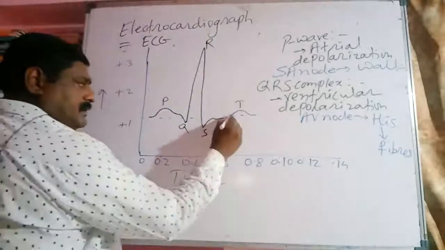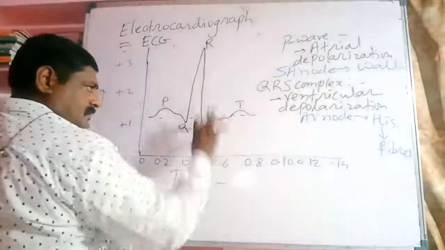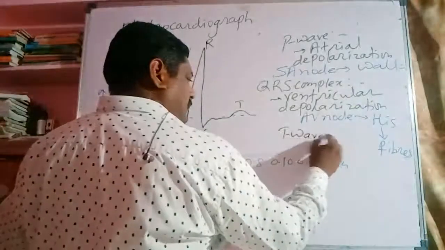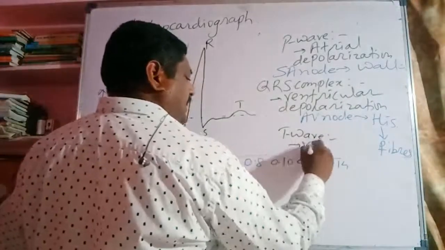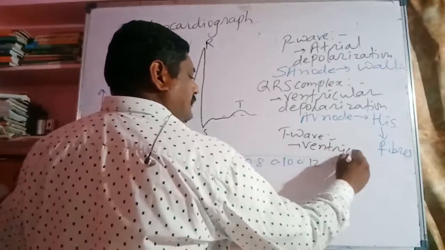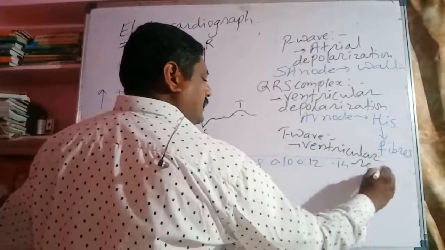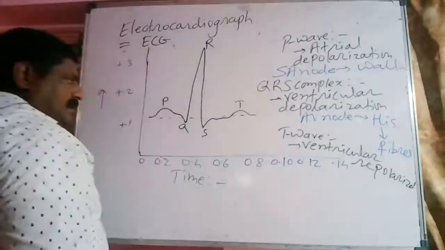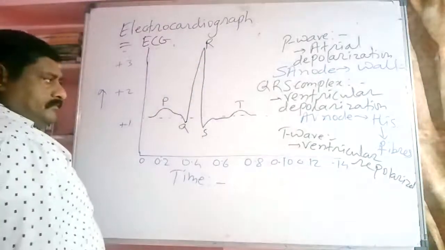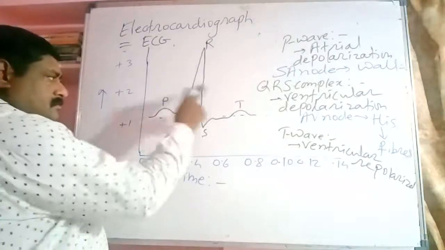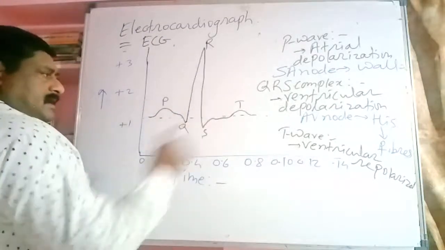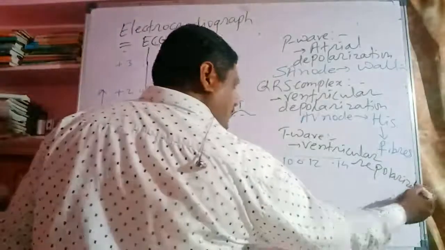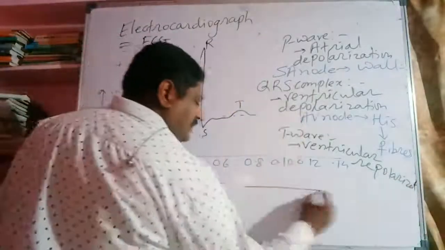Then the fourth wave is the T wave. A small upward elevation. T wave indicates the ventricular repolarization. That is relaxation of the ventricle. So in such a manner, the P, QRS and T waves are obtained. Ventricular repolarization and depolarization we know.